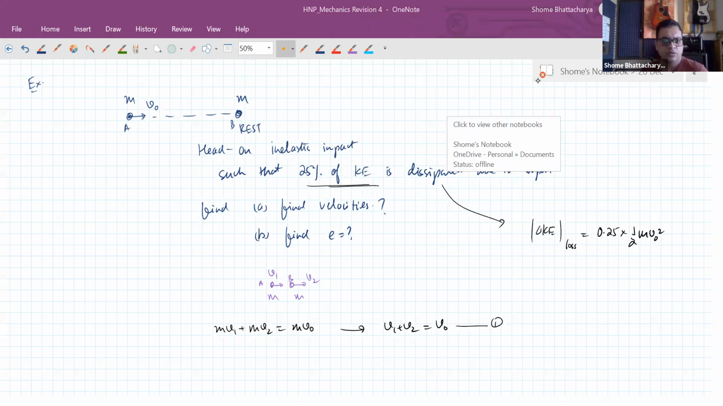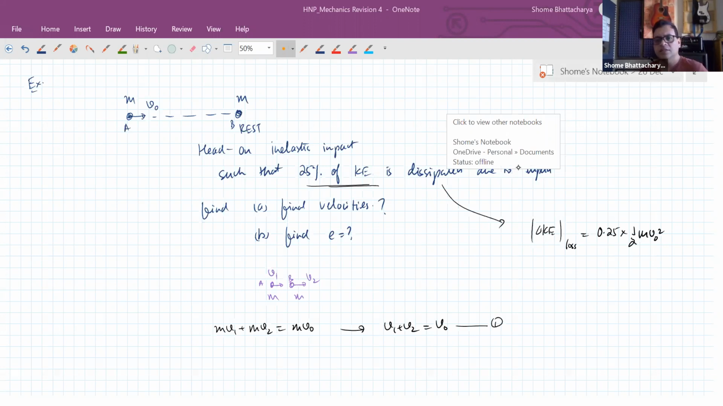Yeah, so we need the coefficient of restitution. No? v1 will be 3 by 4 into v, is it? So what about the coefficient of restitution? Just try that out first.